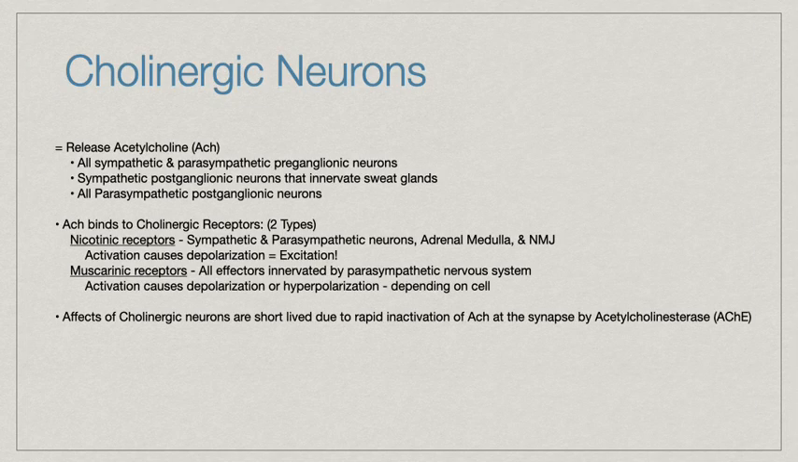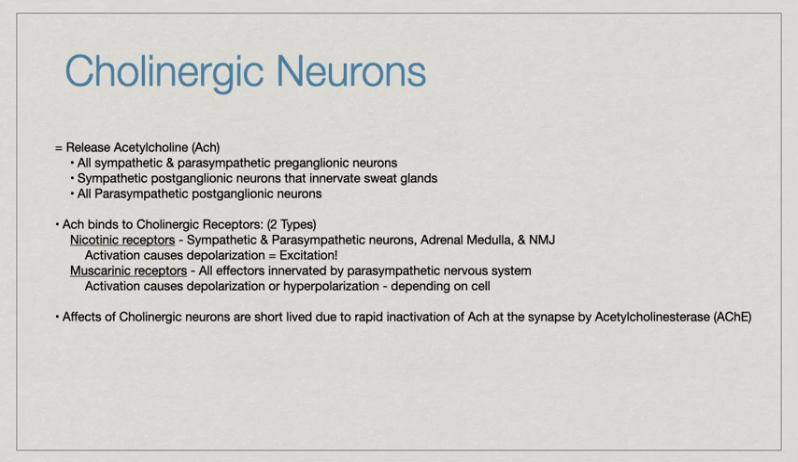So, our cholinergic neurons release acetylcholine and again include all preganglionic neurons in the autonomic nervous system, our sympathetic postganglionic neurons that innervate our sweat glands, and all of the postganglionic neurons of our parasympathetic nervous system. These cholinergic neurons release acetylcholine, which can bind to two types of receptors in our body. Nicotinic receptors, which we see in our sympathetic and parasympathetic neurons and our adrenal medulla, are the receptors that we see at the neuromuscular junction that we looked at in chapter 10.